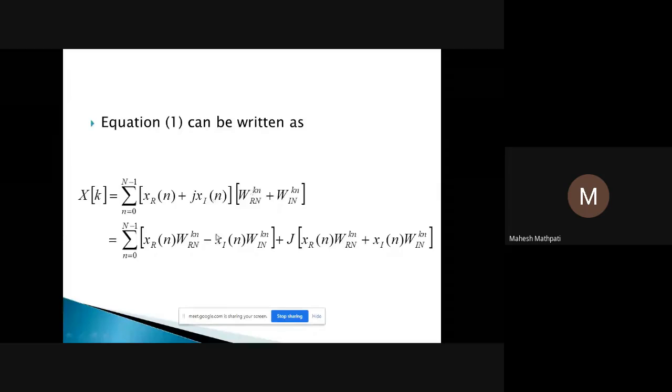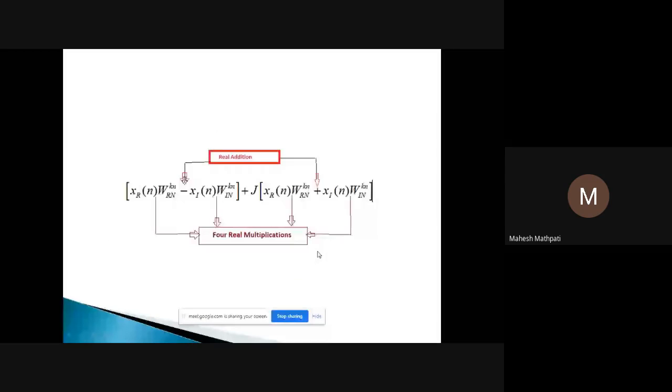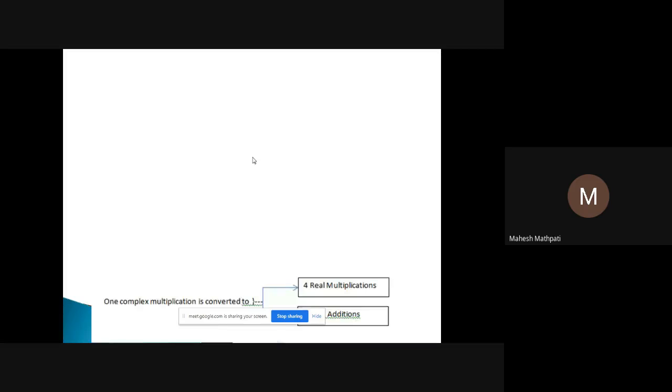So with this diagram, what we can understand is, one complex multiplication is converted into 4 real multiplications and 2 real additions. Getting my point? That means if you want to perform one value, you require 4 real multiplications and 2 real additions. Okay, we just write it now.